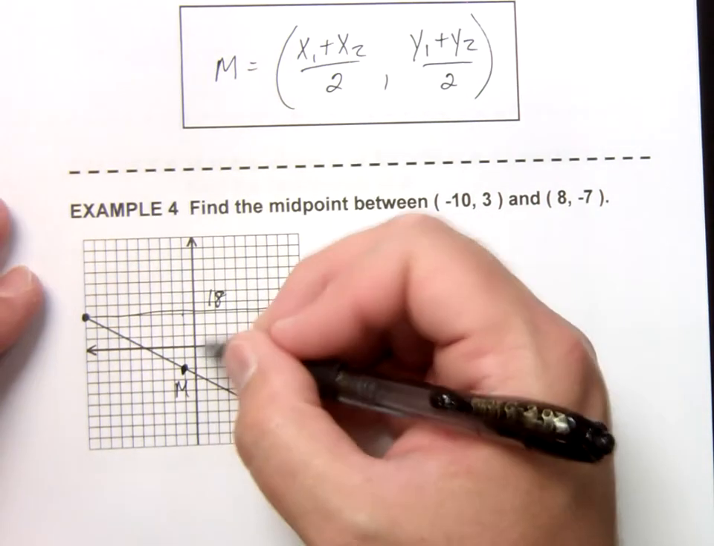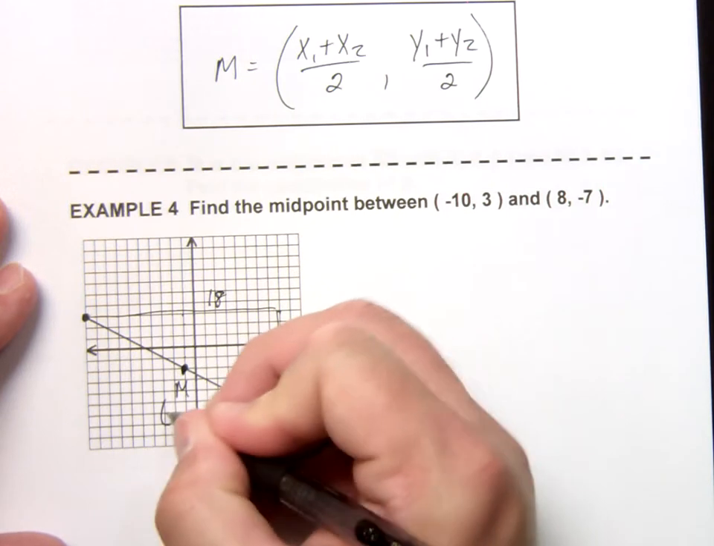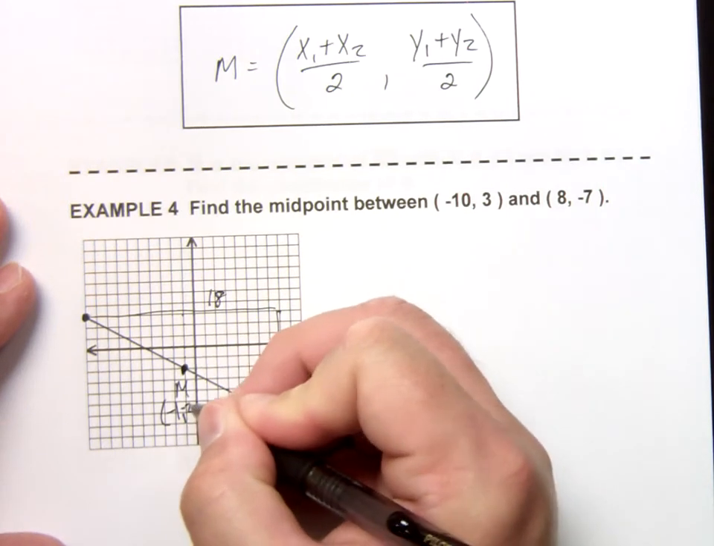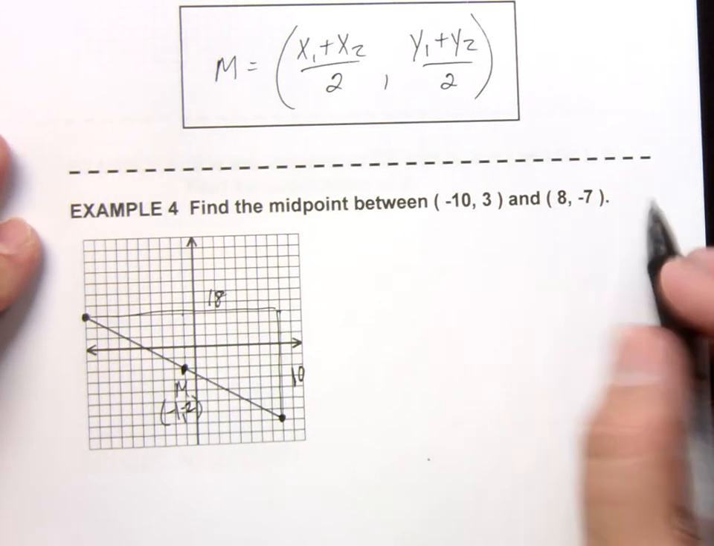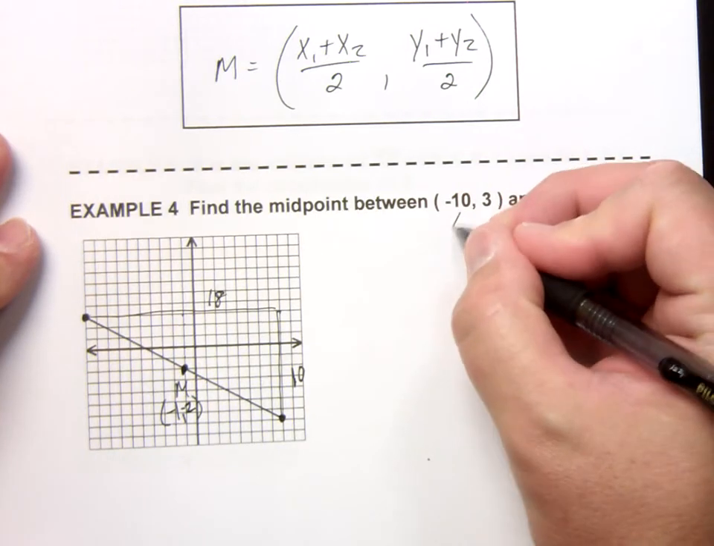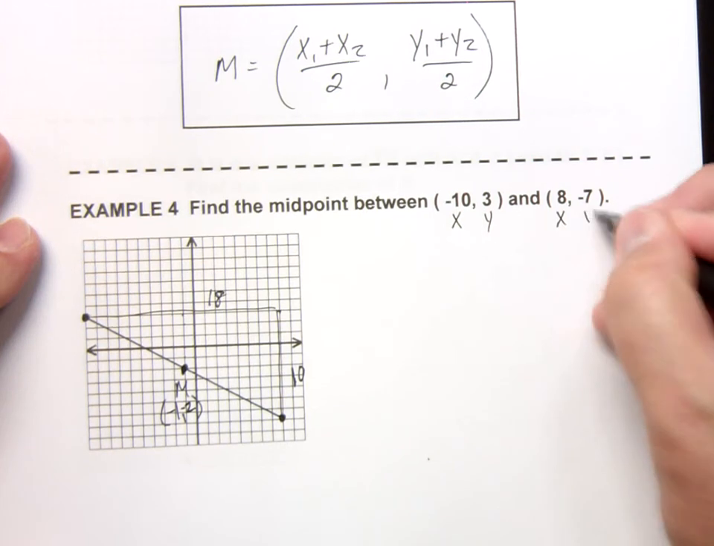So let's look and see what those coordinates are. -1, -2. Oops, -2. All right, let's see if our formula will give us the exact same answer that we got by just doing it on the graph. So when we look at our coordinates, every ordered pair, the first number is x, second number is y. First number is x, second number is y.